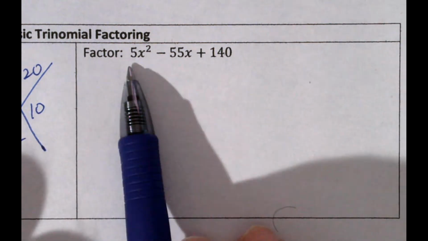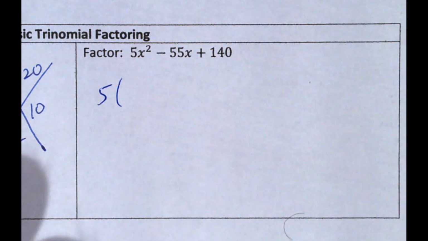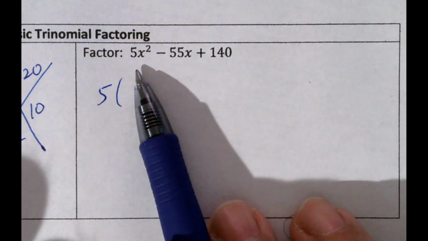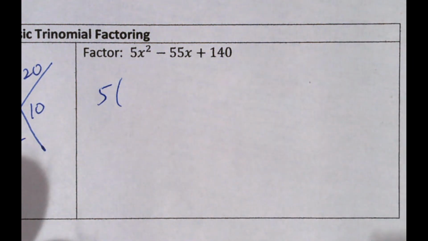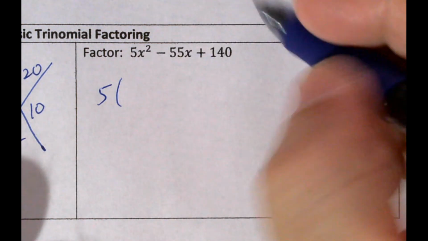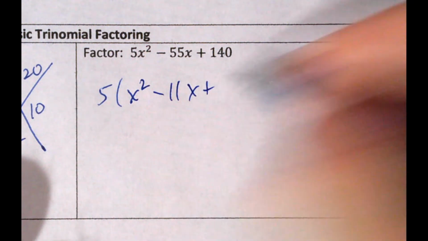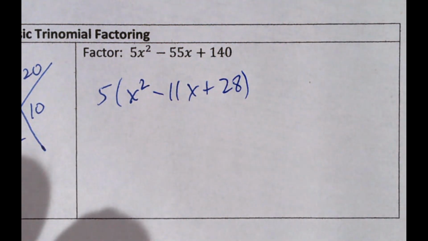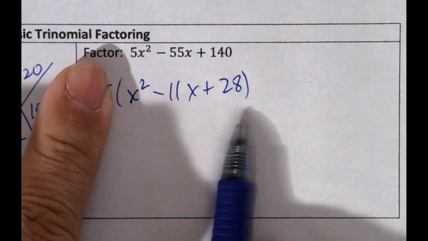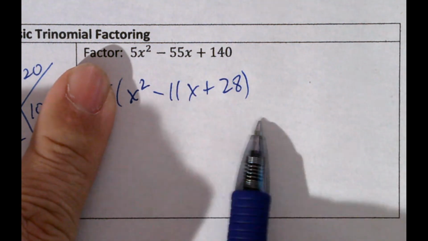All right, here. There's a common factor, right? All of these are a multiple of 5, so I'm going to take a 5 out. The easiest thing to do is check to see if the smallest number is a common factor. Fairly frequently, if it's a one-digit number, it might be a common factor. So I'll take a 5 out. That's going to give me x squared minus 11x plus 28. Now we're going to ignore the 5 when we are factoring the trinomial.